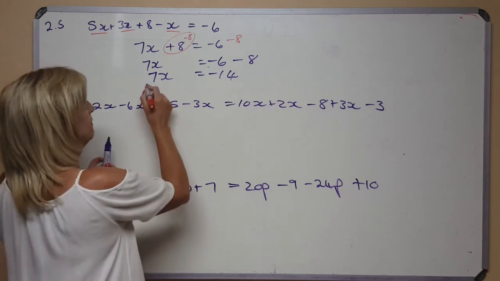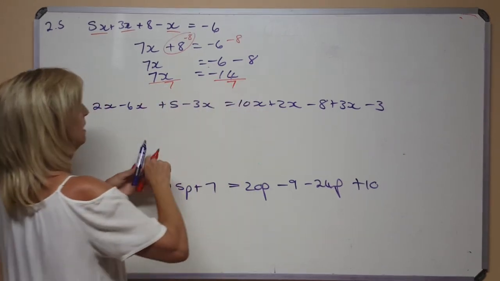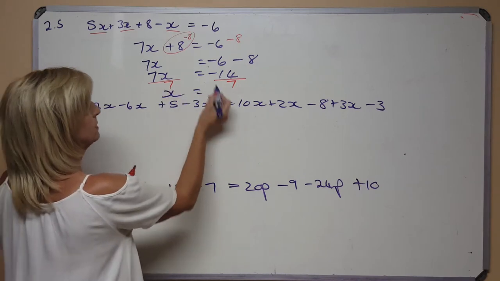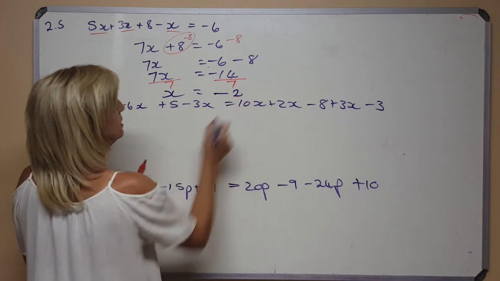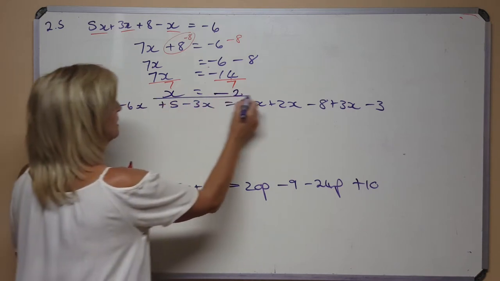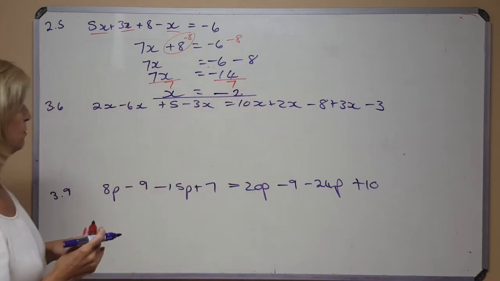So, divide by 7 on either side. So, x equals a plus divided by a minus is a minus. 14 divided by 7 is 2. So, your answer is x is gelyk aan 2. Is bietjie min spasie daar.